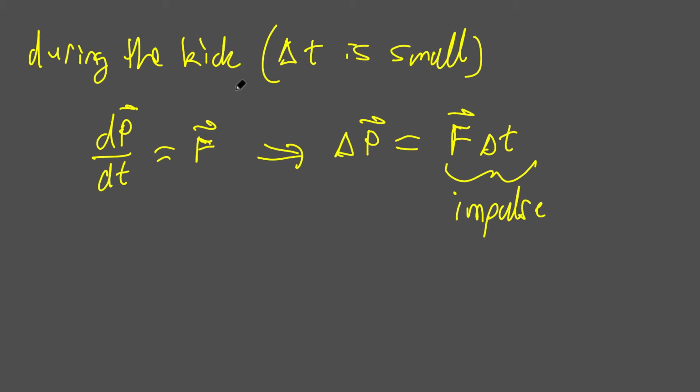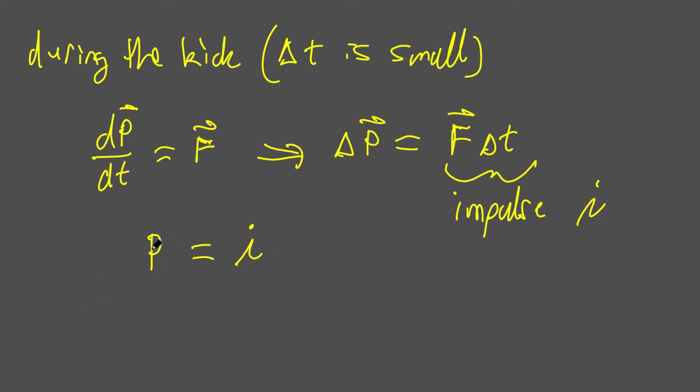And actually, during the short kick, all the motion and forces are in the x direction. So let me just drop the arrows and let P denote the x component of momentum and F the x component of the force. The momentum before the kick is 0, so this change in momentum is just equal to the final momentum. So let's write this as the final momentum, the x component, is equal to the impulse. We'll denote the impulse by I.